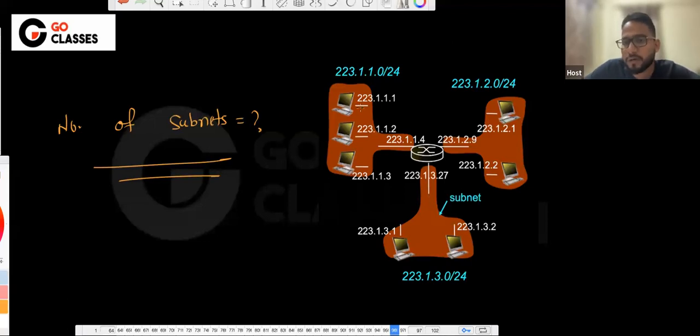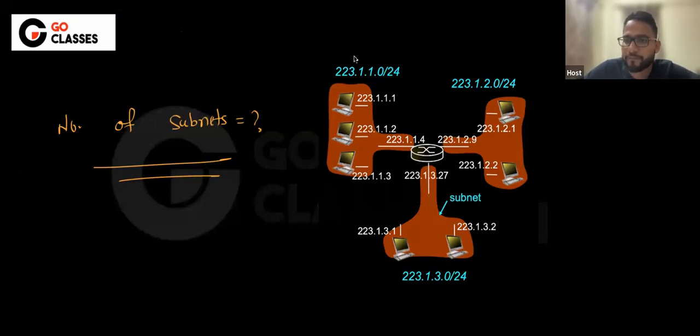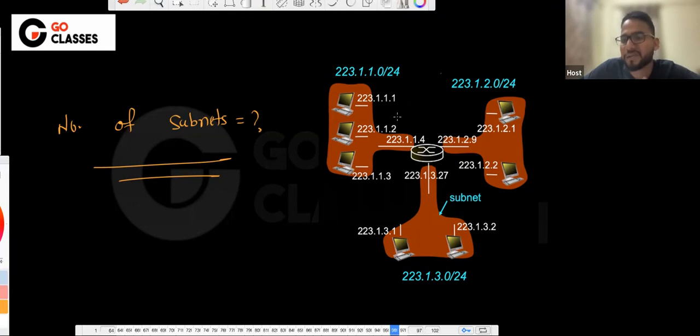If this is the router, then how many subnets are there? There are 3 subnets. One is this, another one is this, another one is this. So basically every router is connected to just one subnet. Okay, this is one interface ID. Maybe, I mean, you can give any ID. They have given this .1.4.